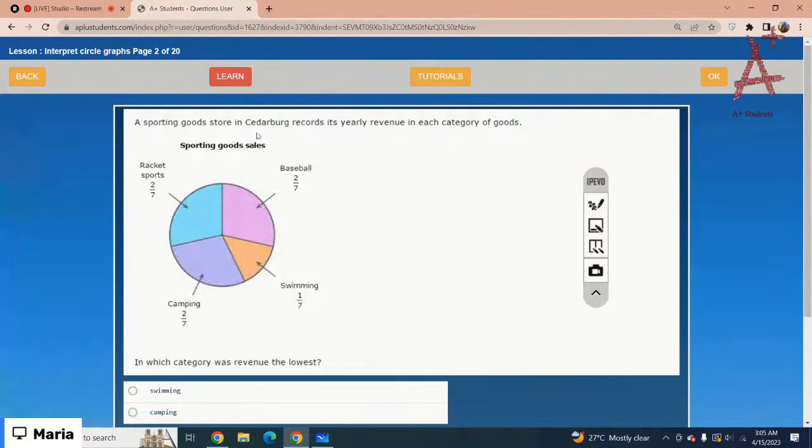A sporting goods store in Cedarburg records its yearly revenue in each category of goods. So here are the options. In which category was revenue the lowest? You have to look at the option that has the smallest region, the smallest area. Which one has the smallest? Yes, that would be swimming. Swimming is 1/7. Swimming has the lowest revenue. Got it?